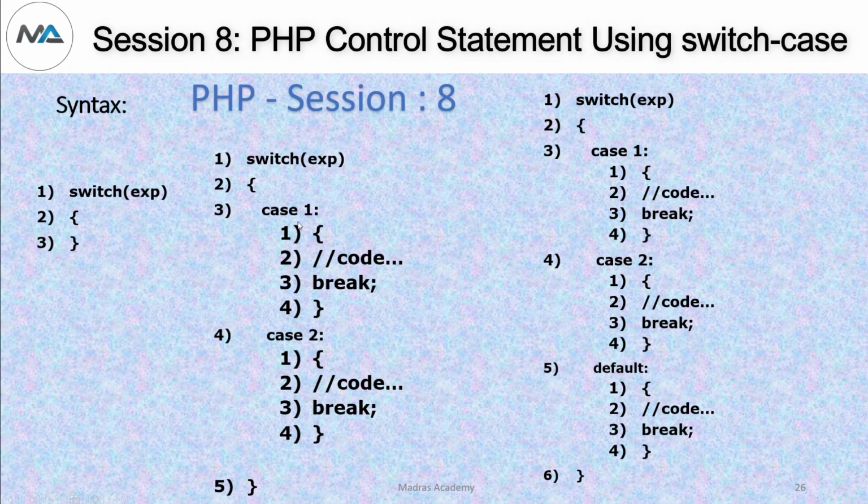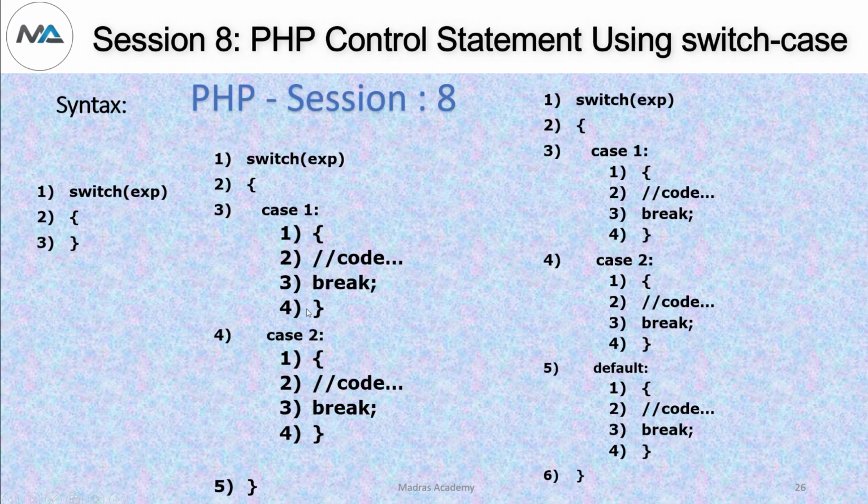Inside this, we need to write the case value. Case 1, I used an integer number. If I need to use 1.5 as a float value, or red, blue, green like that, you need to write a string value. So anything we can write. Here, case 1, I wrote a curly bracket, open, close. Inside this, we need to write the code. Whatever code you need, you can write it. And after completing the code, we need to write the break keyword.